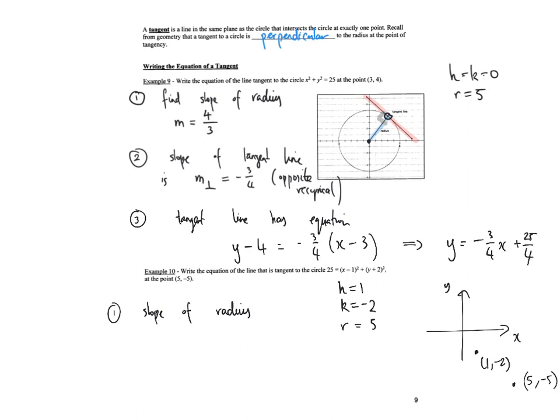So this radius is what we want to find the slope of, because we're assuming that our circle looks something like that. But it's still just a rise over run calculation for the slope of the radius. So we'll have negative 5 minus negative 2 over 5 minus 1, which gives us negative 3/4 as the slope of the radius. Now the rest of the problem will unfold just as above. Take the negative reciprocal, use point slope formula.